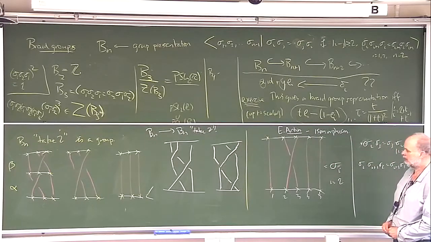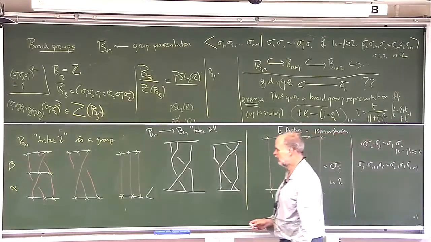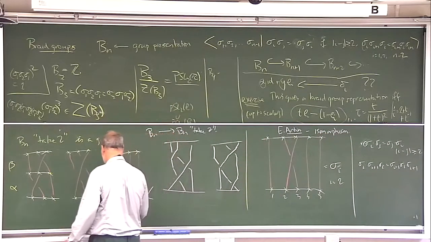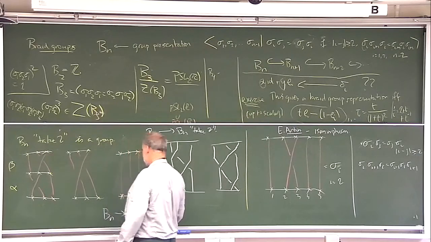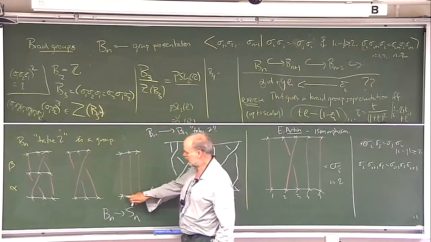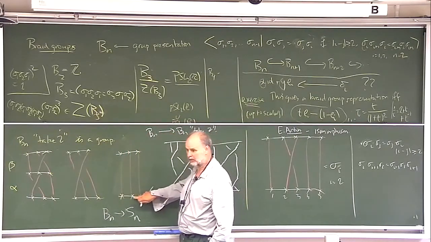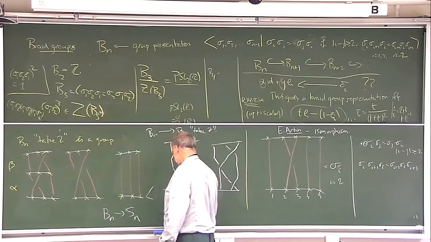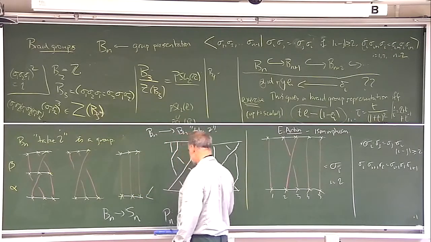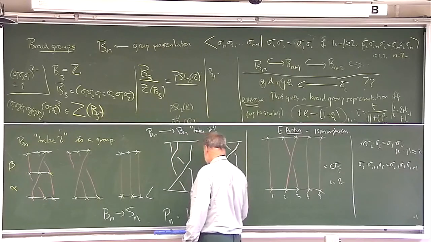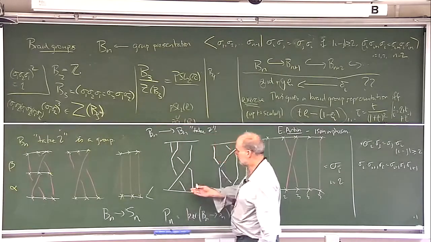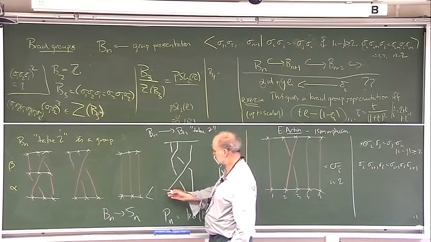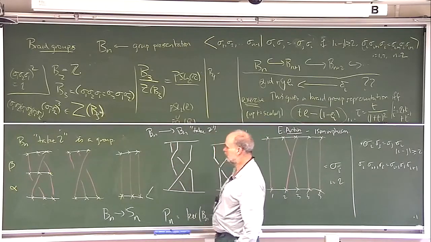There's a key player in the whole thing, which is the homomorphism. There's an obvious homomorphism from B_n to the symmetric group, S_n, where each braid defines a permutation on the endpoints. And the pure braid group, P_n, is the kernel of this. So it's the braid such that this point ends up coming back to that point up there.